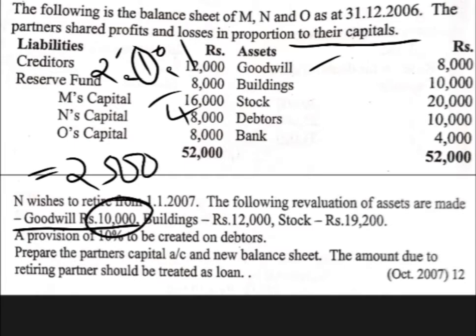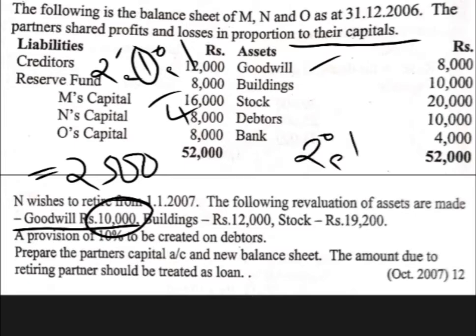And what is the goodwill adjustment required here? Remaining partners capital account debit to retiring partner's capital account, and this distribution should be done in the gain ratio, because the remaining partners have to give compensation to the retiring partner on his retirement. So this distribution of 2,500 between the remaining partners M and O should be done in the gain ratio of 2:1.